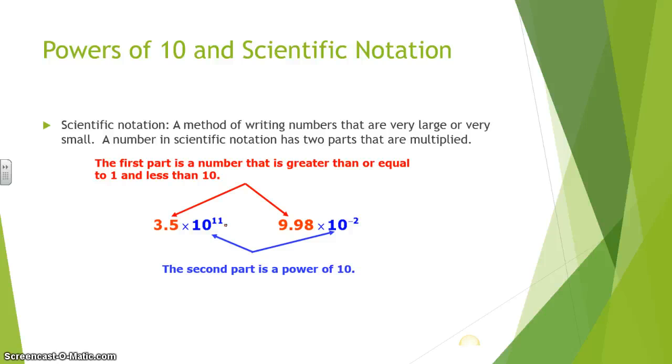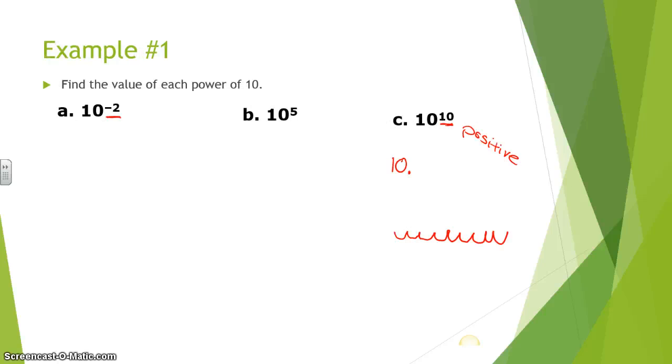So what we're going to do in the next few examples is I'm going to show you ways to write powers with 10 and also writing scientific notation. Here we have, don't pay attention to these examples here, I was just writing some things down. So we have here, find the value of each power of 10. So for A, we have 10 to the negative second power. Notice we have a negative exponent here.